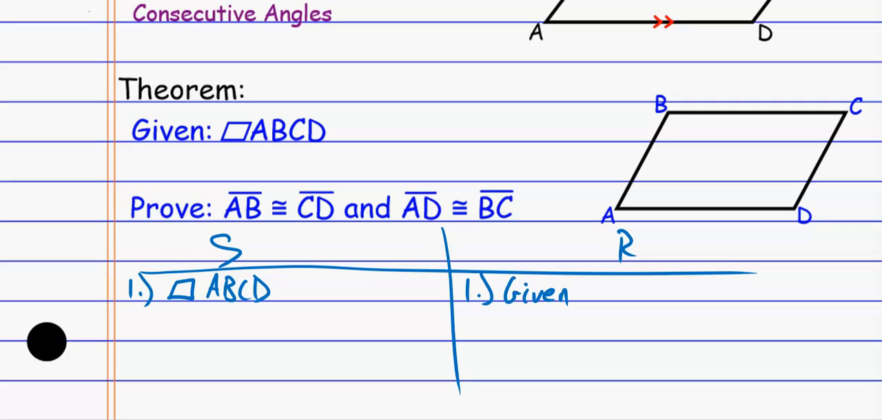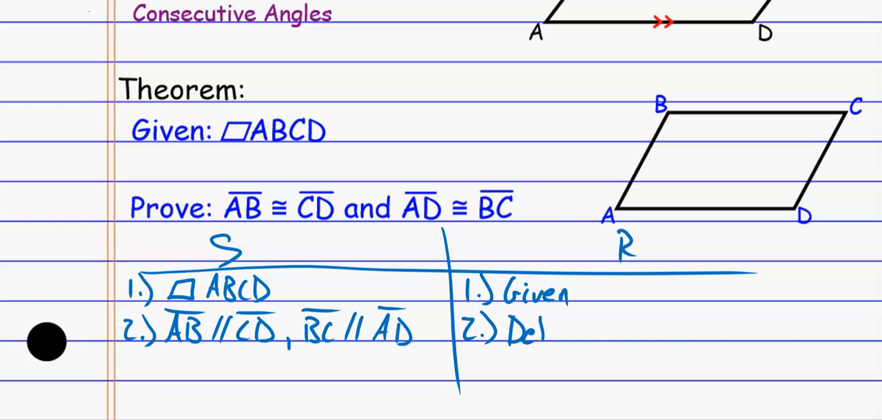But as I think about what that means, that the opposite sides are parallel, I could right away say that AB is parallel to CD, and BC is parallel to AD. That's just the definition of a parallelogram. That's what a parallelogram is. But from here, there's not really much else that this gives me.